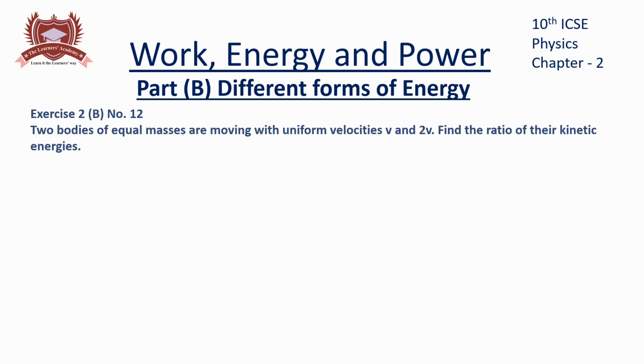The next question that we have is question number 12 from the exercise. We have two bodies of equal masses moving with uniform velocity v and 2v. Find the ratio of their kinetic energies. So we basically have two bodies whose masses are equal and they're moving with uniform velocity. One body's velocity is double the velocity of the first.